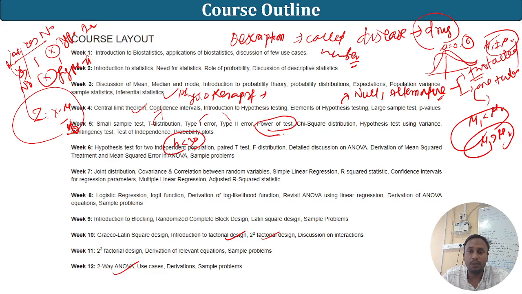Then we talk about the power of the test. Power of the test tells us, let's say 80% confidence, that the sample size will be this much, or that the inference is correct. Then we came across the chi-square distributions, which we use when we talk about differences like variations and all, or maybe the goodness of fit. Then hypothesis testing using the variance.